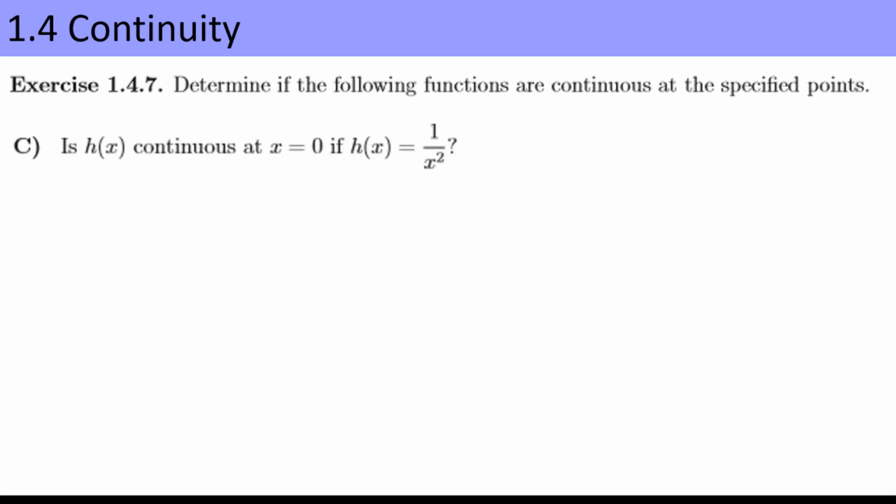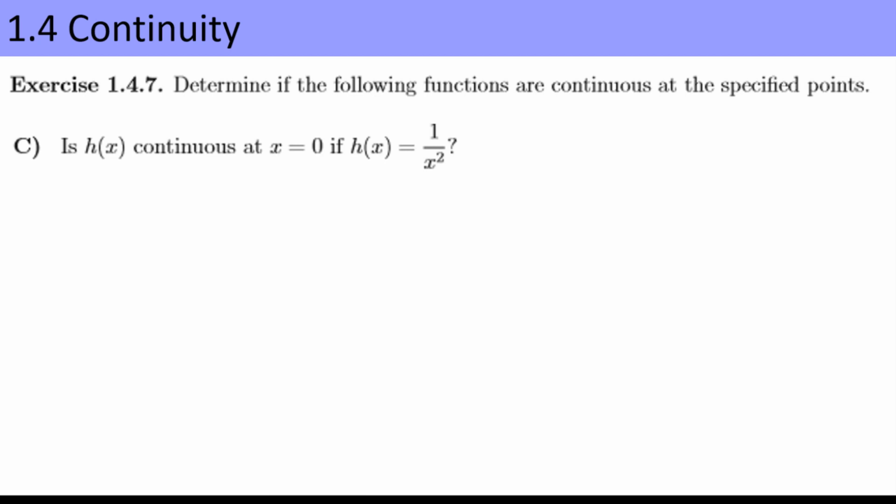Part C. Is h of x continuous at x equals 0 if h of x equals 1 divided by x squared? Remember the 3 steps required for continuity. The first is that the function must exist at the specified point. 2, the limit must exist at the specified point. And 3, the function value and the limiting value at the specified point must equal the same value. If the first 2 do not work, then there's no need to continue.